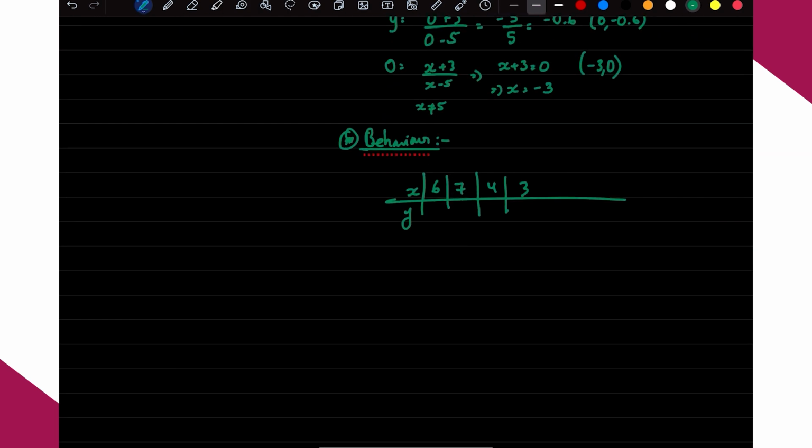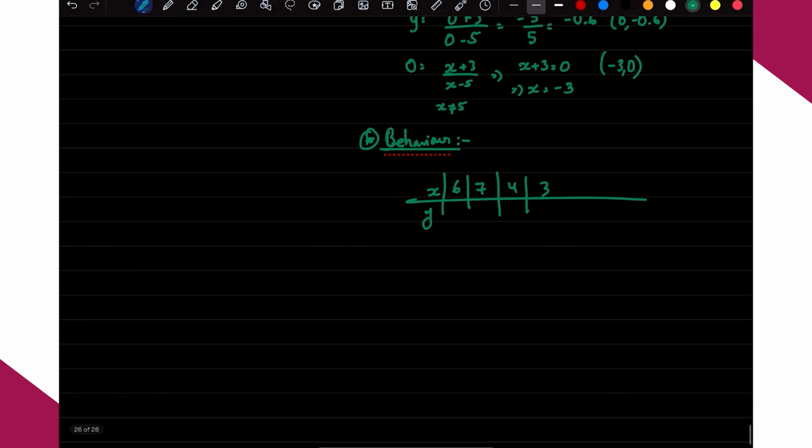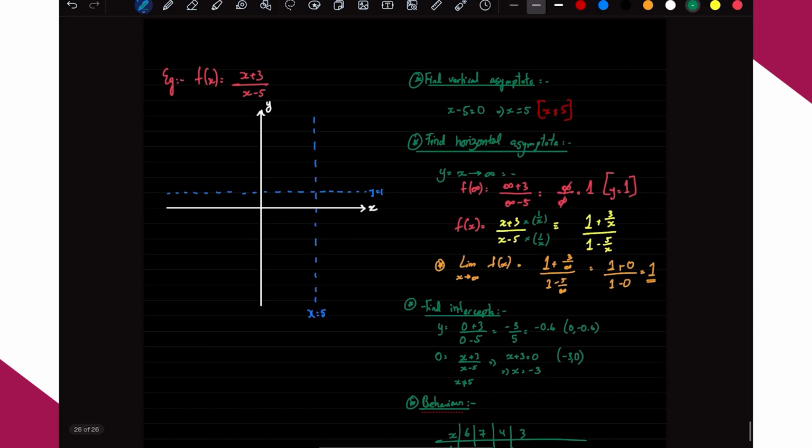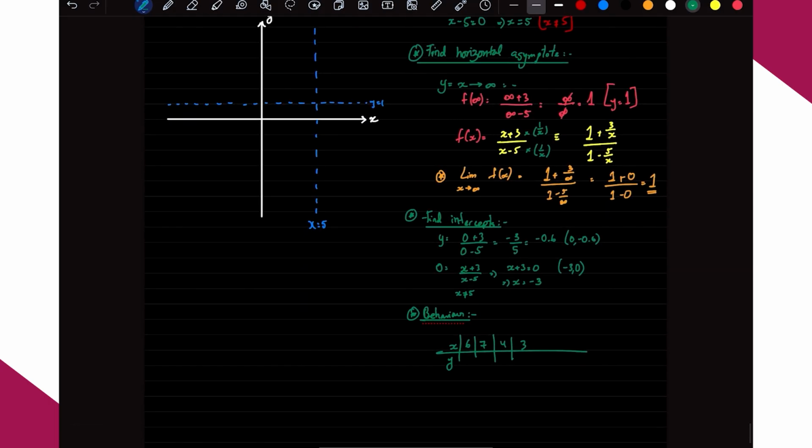And I want to see how the graph will behave. So in this case, we've got x plus 3 and x minus 5. We want to go ahead and put this in our calculator. Once x is 6, the value is 9. When x is 7, the value is 5, it's decreasing. When x is 4, it's negative 7. And when x is 3, it's negative 3.